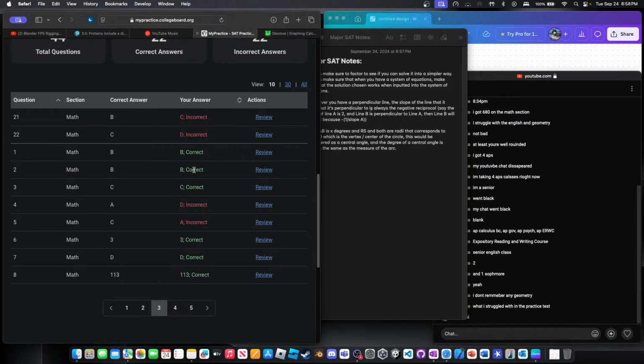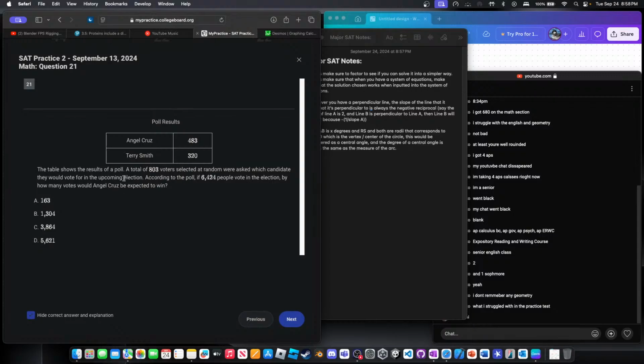Then here's our second module. Looks like I didn't do too hot. The table shows the results of a poll. A total of 803 voters selected at random were asked which candidate they would vote for in the upcoming election. According to the poll, if 6,424 people vote in the election, by how many votes would Angel Cruz be expected to win? Okay, let's see.